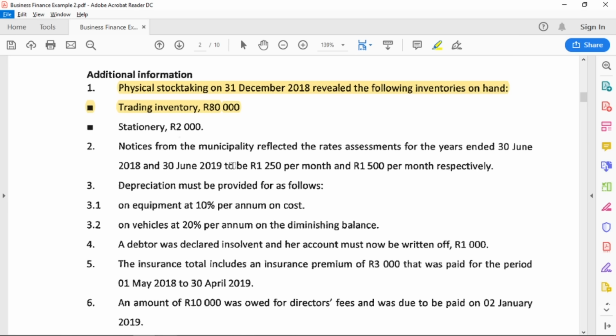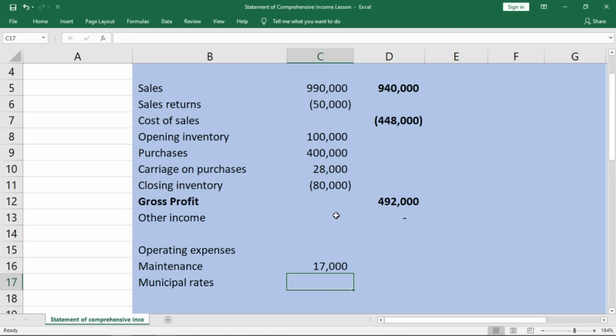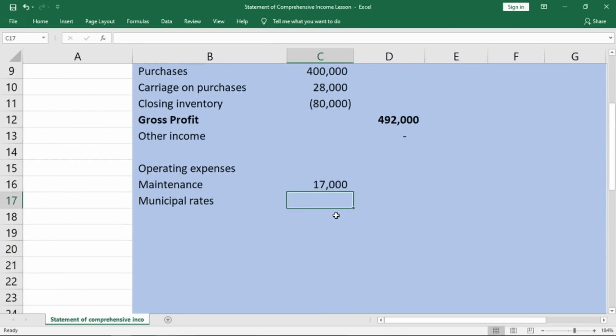And then from the 1st of July 2018 until the 30th of June 2019, and that is what this statement means, the rates became 1,500 Rand per month. So we are concerned with the rates from the 1st of January 2018 to the 31st of December 2018. We know that for the first 6 months it is 1,250 Rand, and then for the next 6 months, 1,500. So let's calculate our municipal rates and see how much it should be.